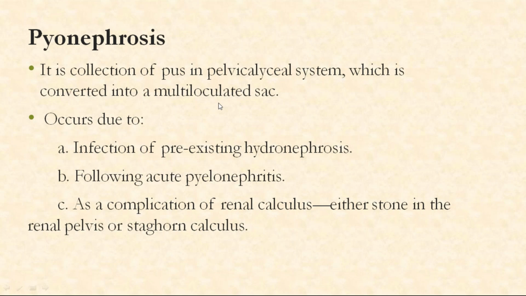So commonly you should read thoroughly about hydronephrosis, pyonephrosis and tuberculosis of the kidney. Commonly they are asked in the examination. Okay? So you have some idea, go through and read the textbook.